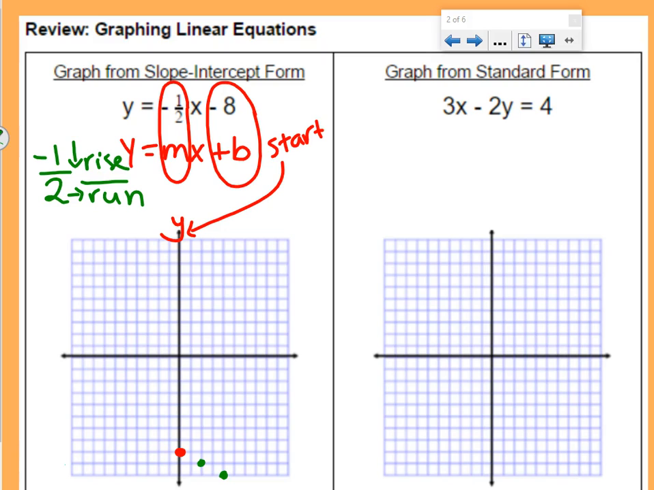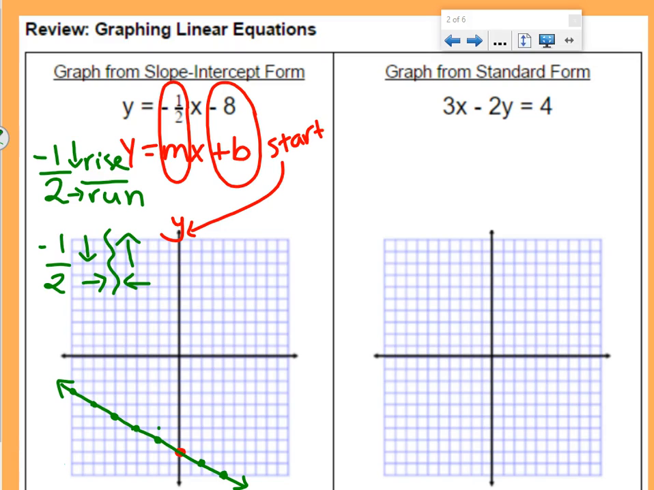Now, I want more points in my graph than just that. So I'm going to flip around, and instead of going down 1, right 2, I'm going to do the opposite. I'm going to go up 1, left 2. It's just flipping it around. So from this red point, I'm going to go up 1, left 2, up 1, left 2, up 1, left 2. And there you see I'm getting a lot more points on my graph, so I can get a nice, pretty straight line.